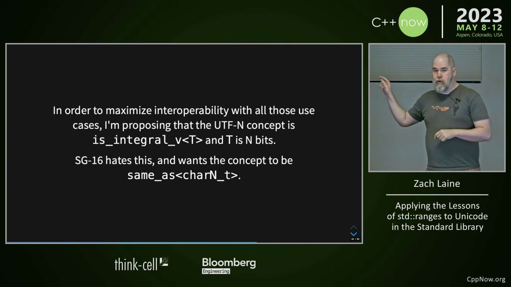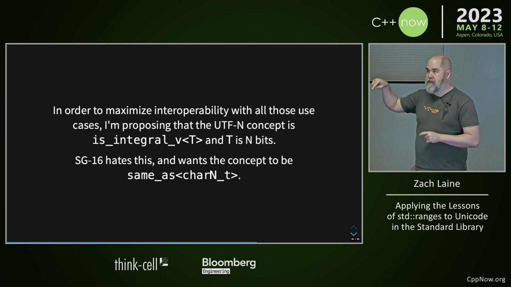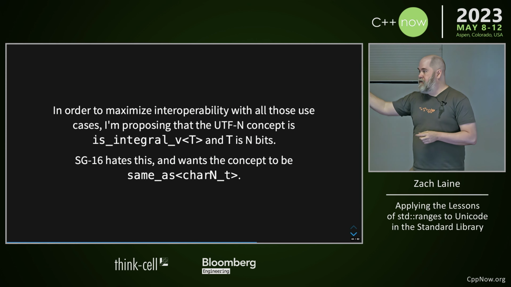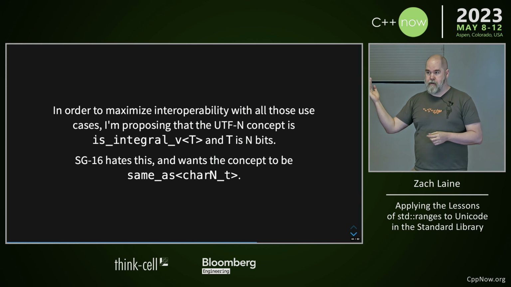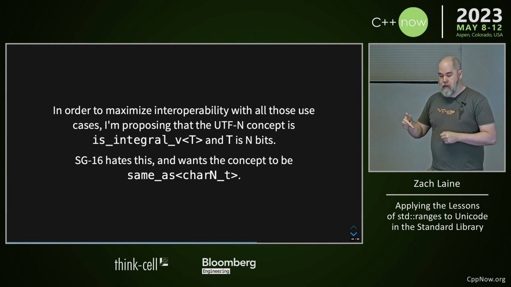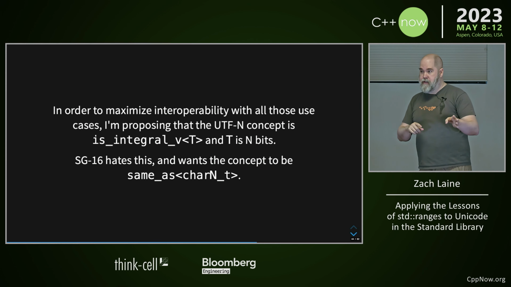So my way of supporting all those was to say the concept that matches UTF-N, meaning I have some kind of UTF on the front side, before the bar in the range adapter scenario. The way I determine that is I look at the value type of that range, and if the value type is an integral type, that's the first requirement, and then it has to be exactly n bytes for UTF-N. Okay. So that fits all those cases.